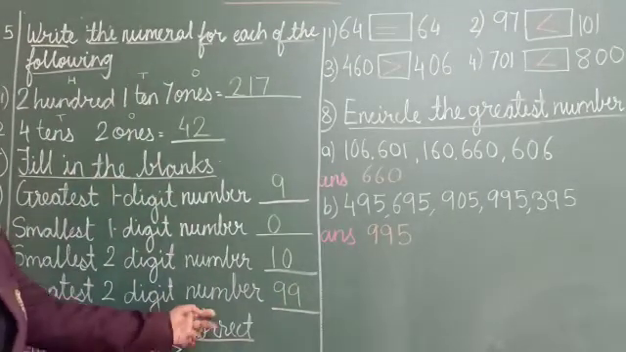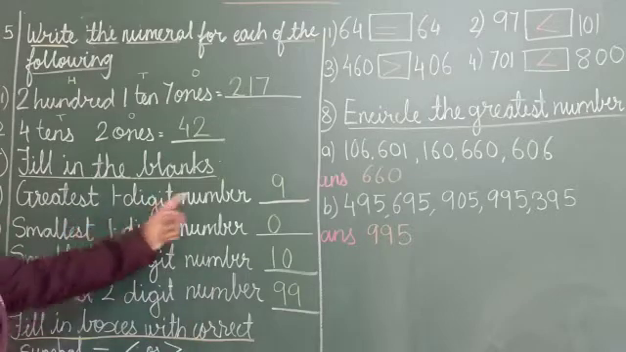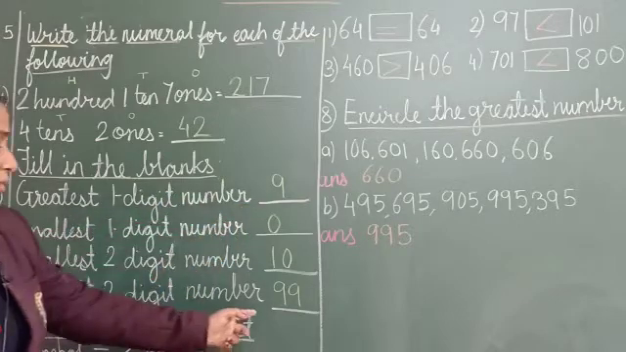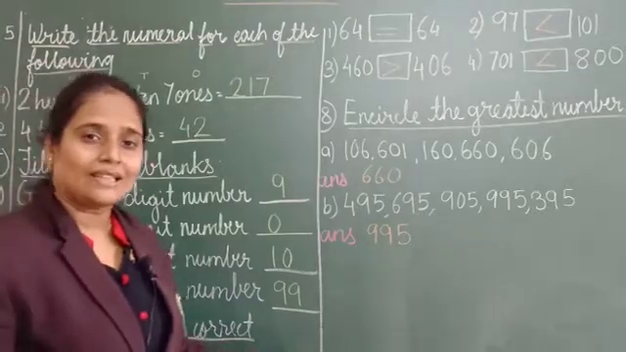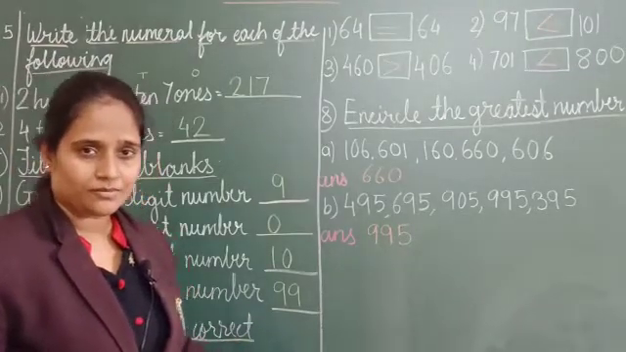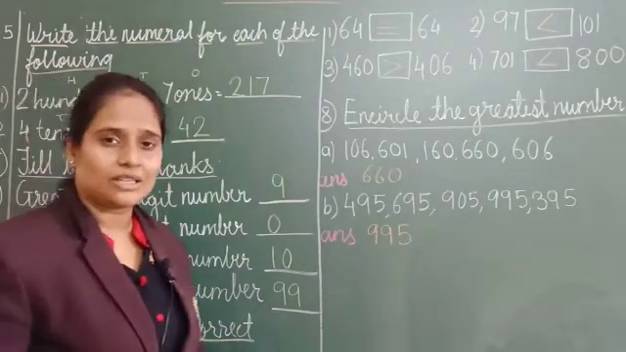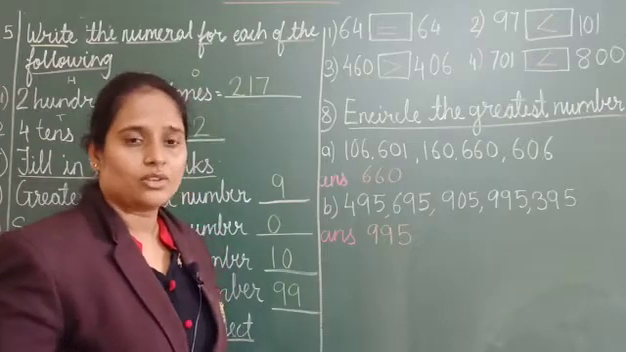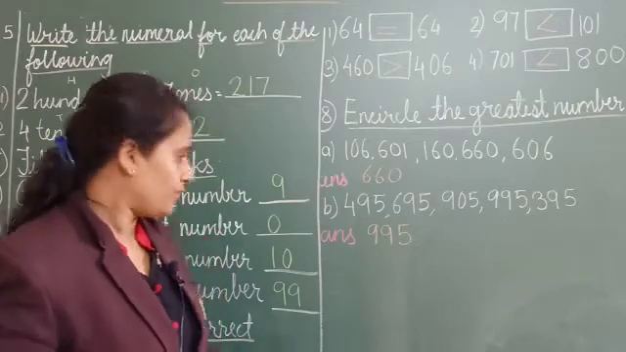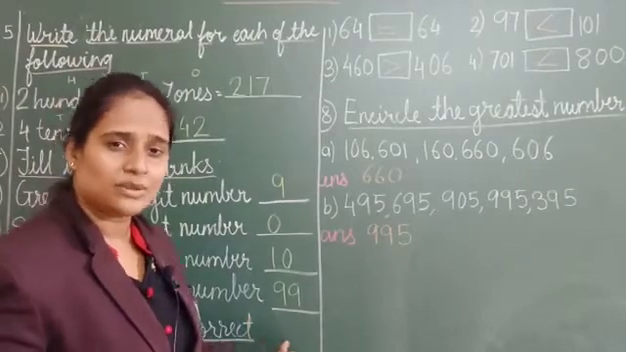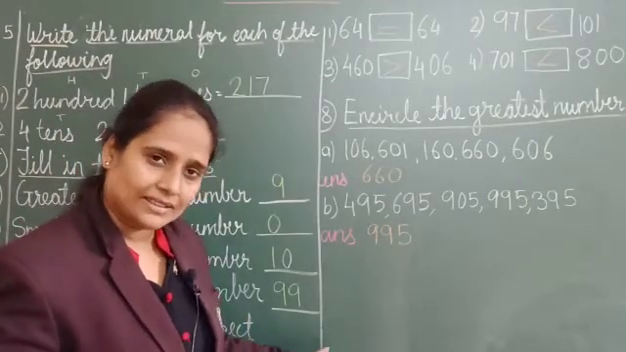Greatest two digit number. If the greatest one digit number is 9, the two digit number will also be 99, because after that comes 100 or 101 like this. So the greatest two digit number is 99.